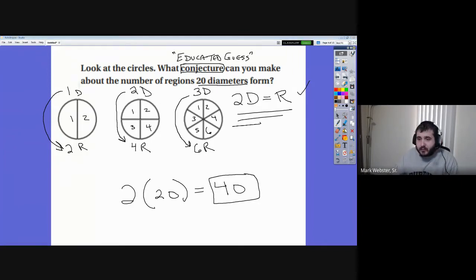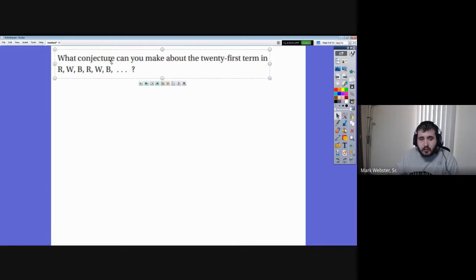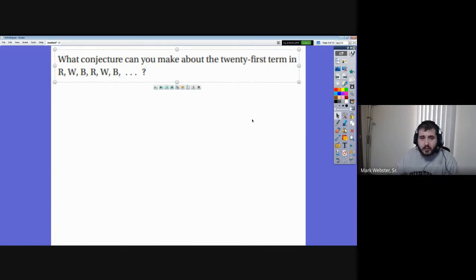All right, so let's try one more. Again, we're going to figure out the pattern. I'm going to leave this to you. Okay, so again, what we want to be able to do is figure out how we can find term number 21 from what we have here.